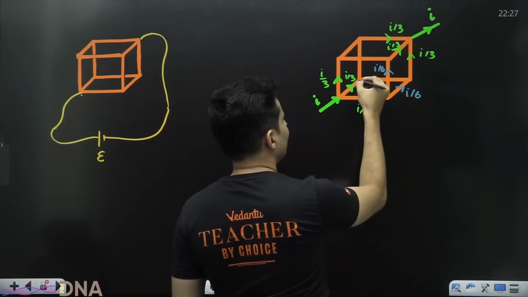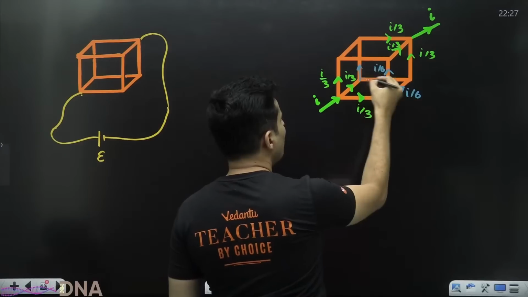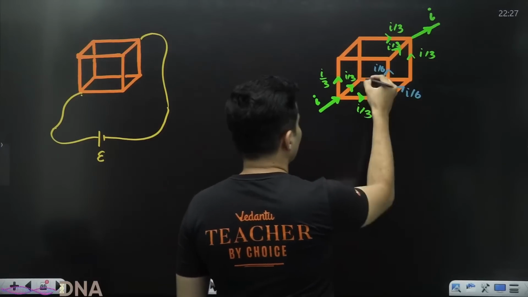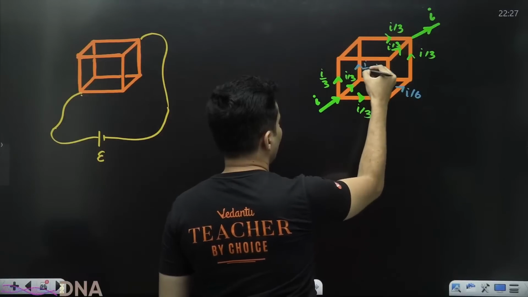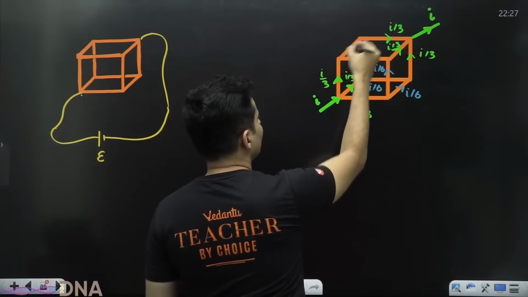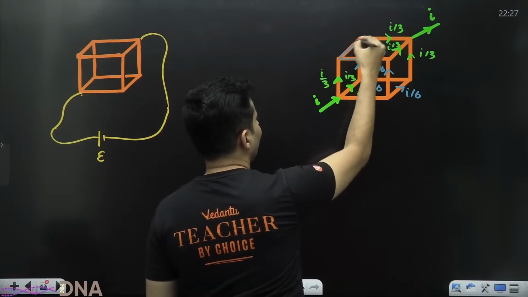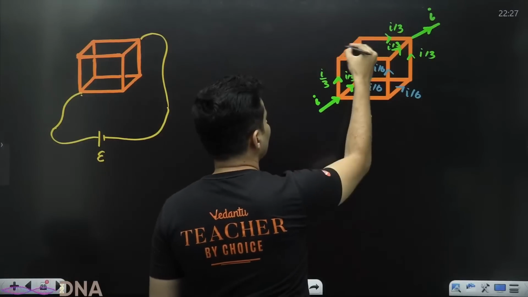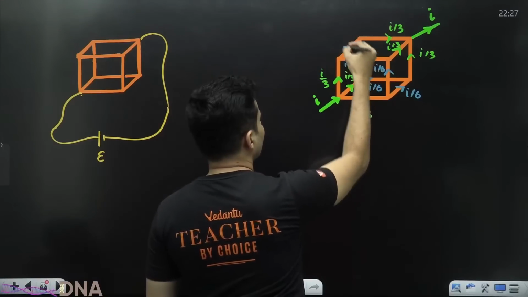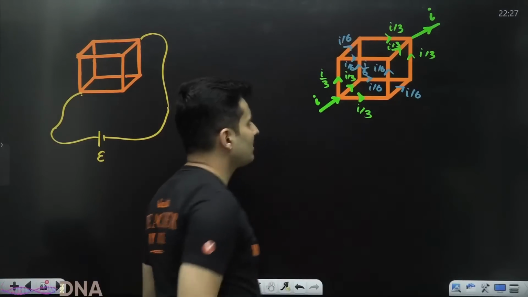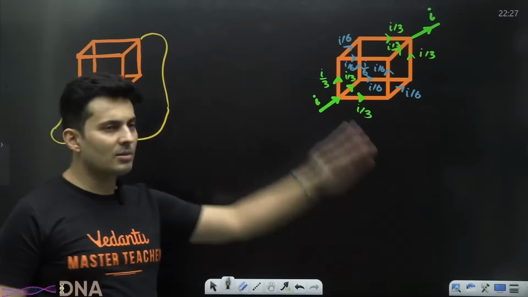Same thing here. When this current reaches here, there are two paths. So hence, this will be also I by 6. This will be also I by 6. After reaching here, there are two paths. One here, one there. So naturally, you will see this as well as this, each will be I by 6 and I by 6. That's the distribution of the currents.